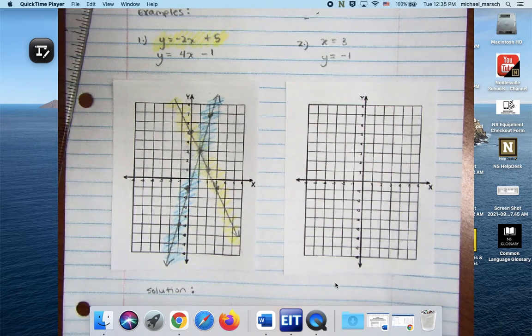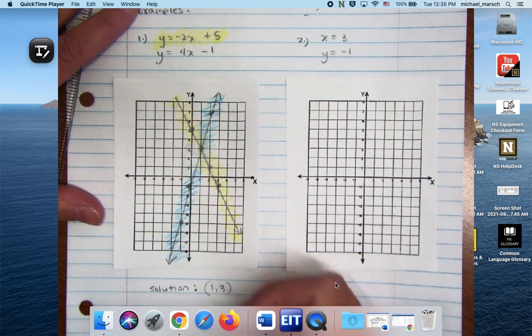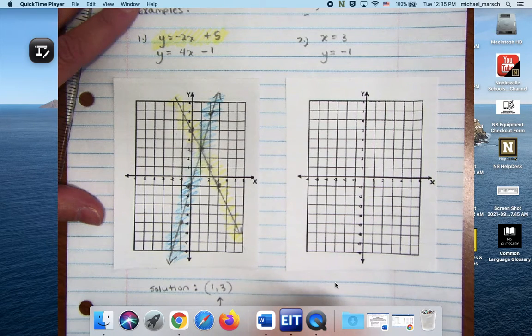So what will my solution be? Where do they intersect? 1, 3. Yep. Oh, good job, Amber.